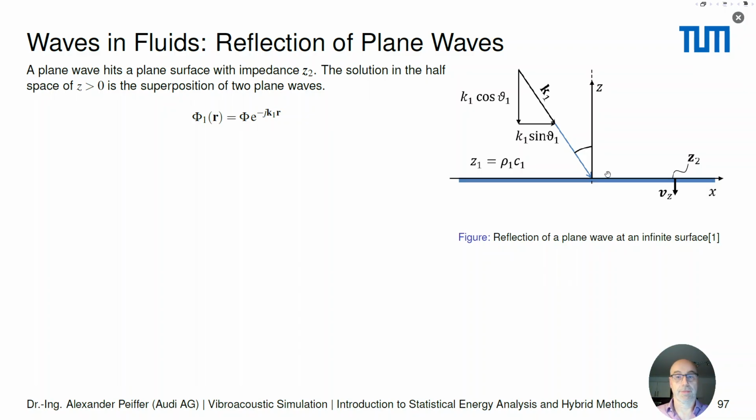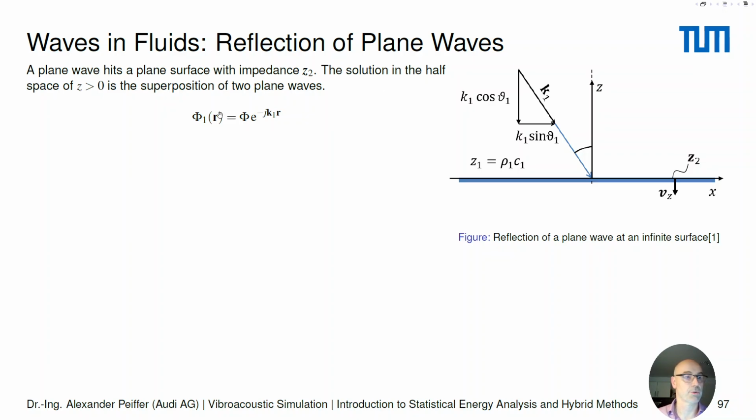So we start with a reflection arrangement. So we have an incoming wave with wave number K1. The media on the positive Z area is described by density and speed of sound of medium 1, which gives the impedance, the characteristic impedance 1. And we have a surface with property, the surface impedance Z2.